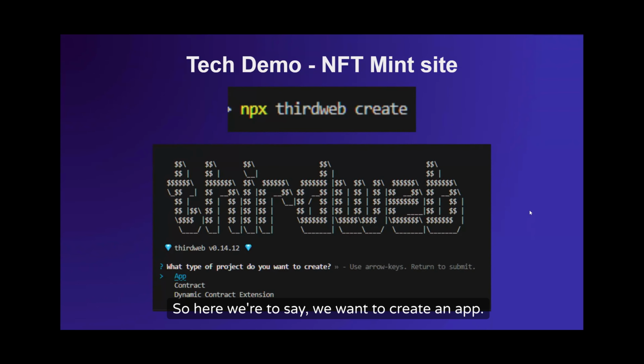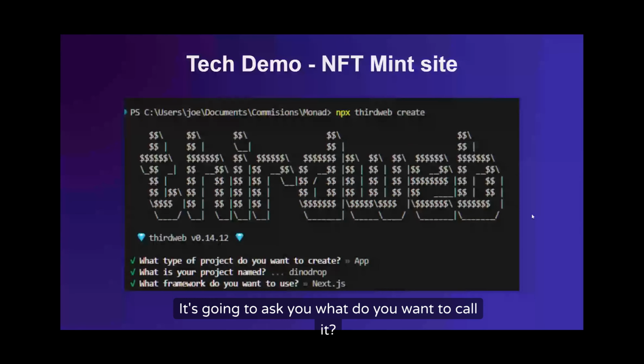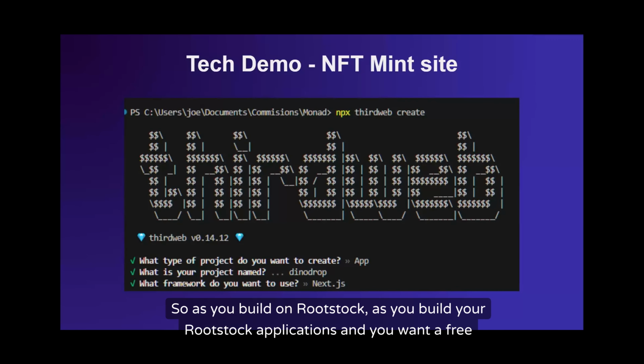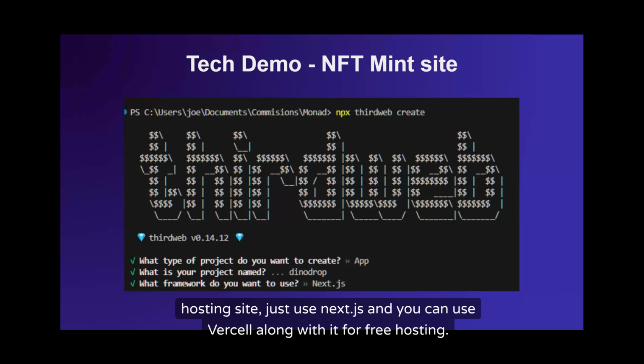So here we're going to say we want to create an app. It's going to ask you, what do you want to call it? What's the name of your app? What framework do you want to use? I personally prefer Next.js because Vercel comes with free hosting services. So as you build your Rootstock applications and you want a free hosting site, just use Next.js and you can use Vercel along with it for free hosting.